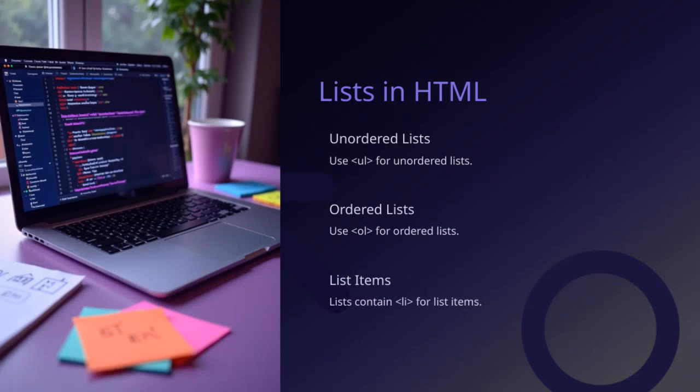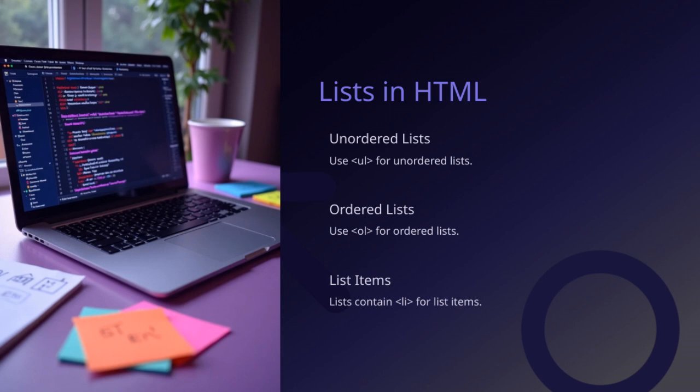Let's take a closer look at how lists are structured in HTML. Lists are fundamental for organizing information clearly and effectively. There are different types of lists, and each serves a specific purpose. First, we have unordered lists, which are created with the ul tag. These are used when the order of items doesn't matter, like a list of features or options. The individual items within the list are marked with the li tag.